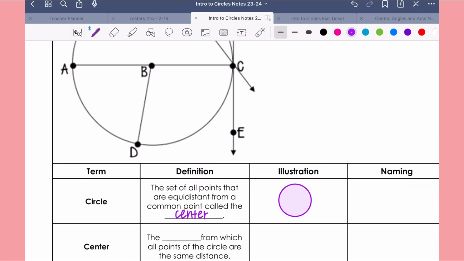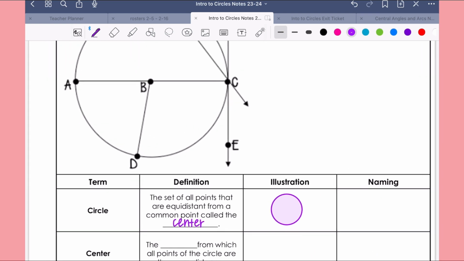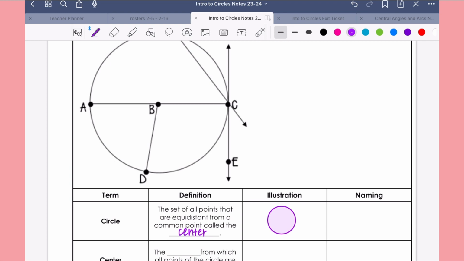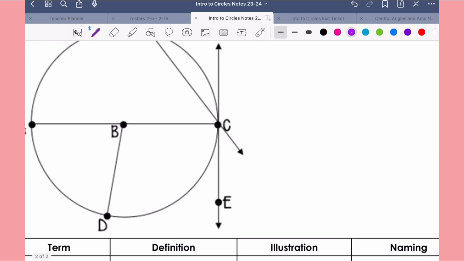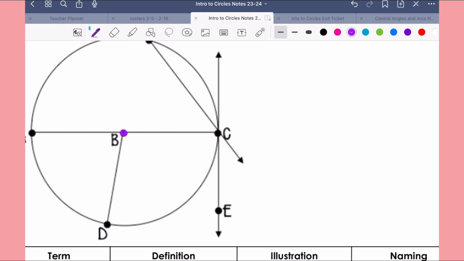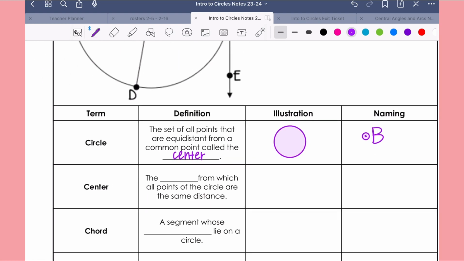And then how do we name circles? So in our diagram, the way we name circles is using the center point. So here the center point is B. So our circle will be named, they use this little notation, circle B. Again, I use the center point here. It could be any other letter, but for this one, it's B.